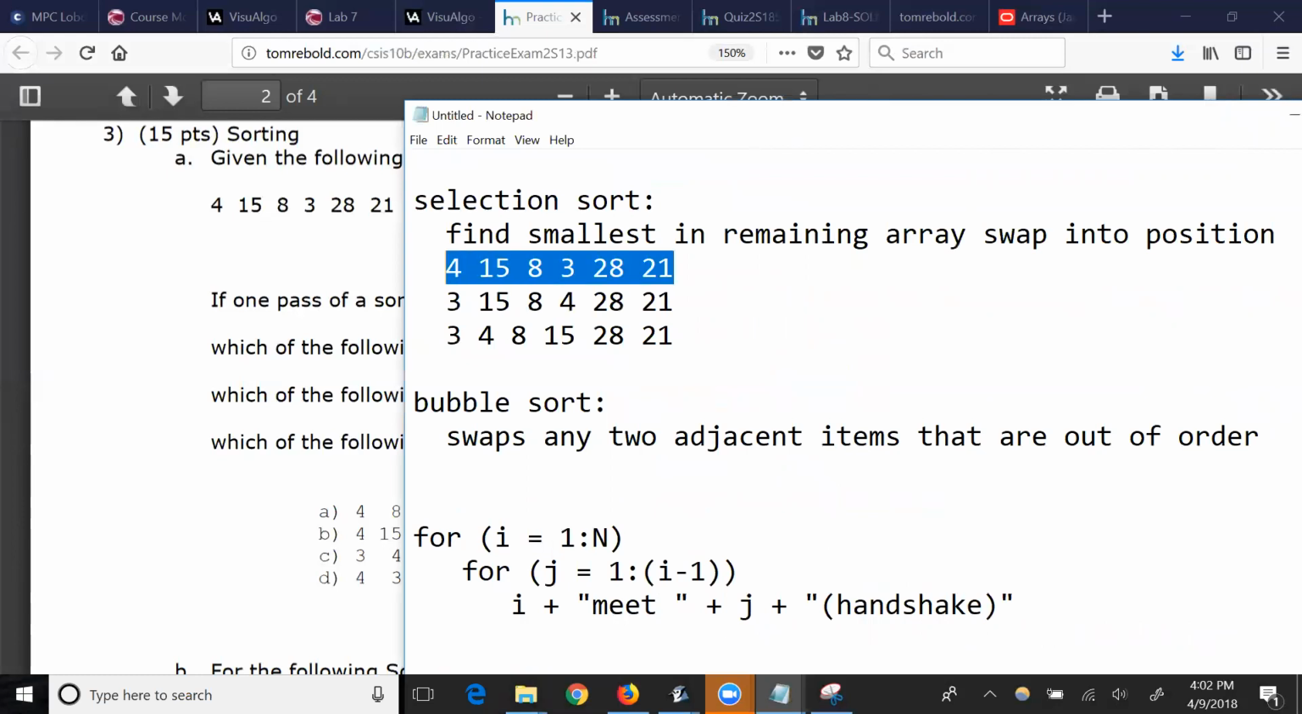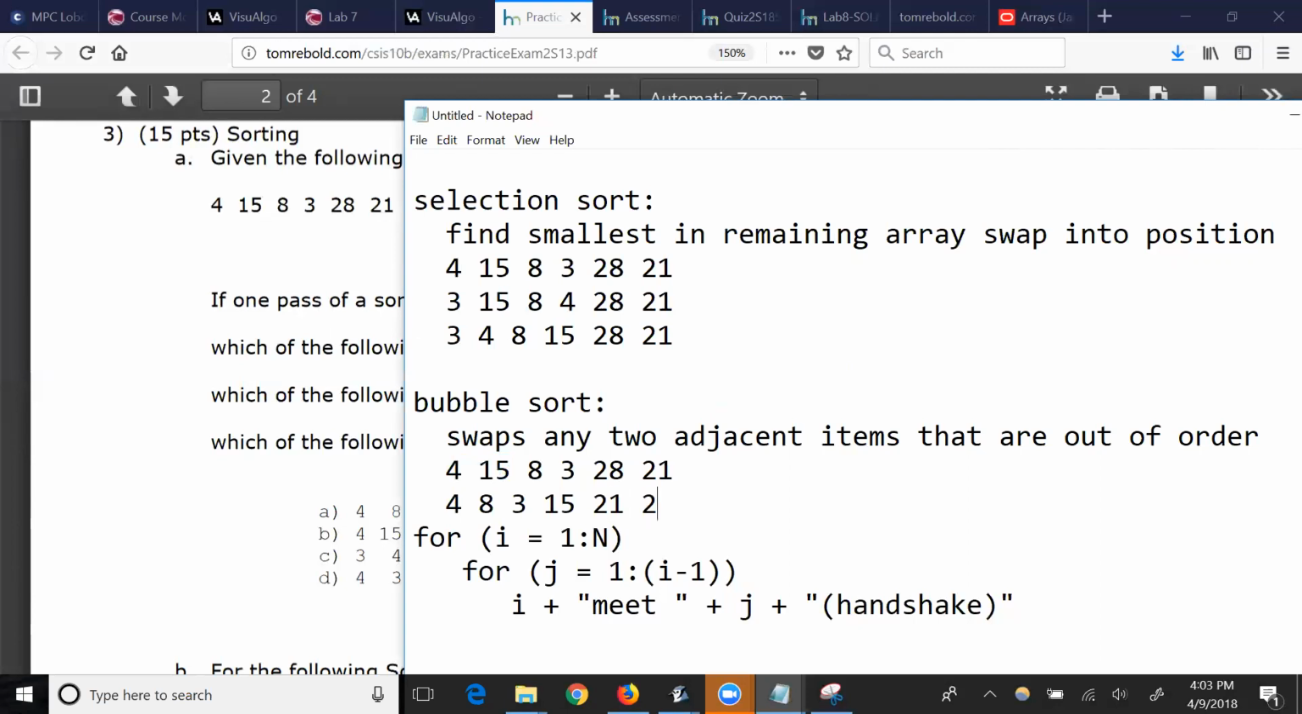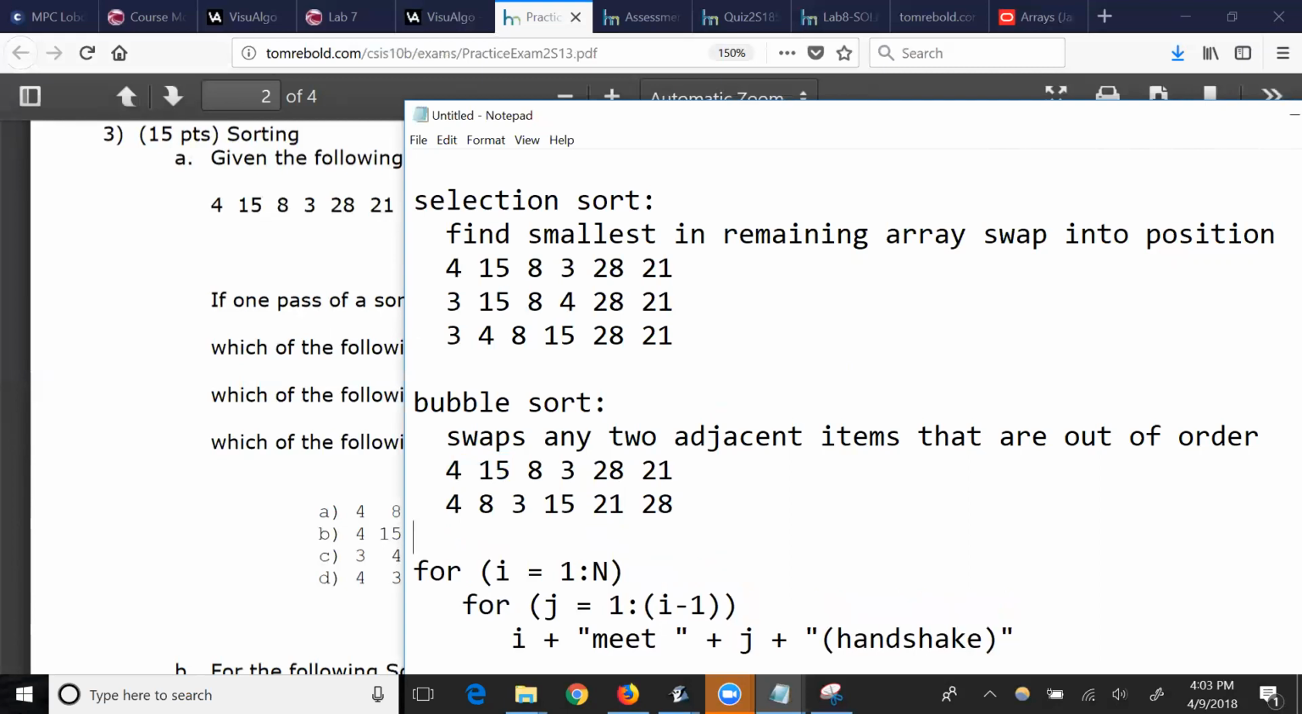So starting with that, you go through and, well, 4 and 15, those are actually okay. But 15 and 8 are out of order, so we have to swap the 8 with the 15. And then the 15 and the 3 are out of order, so we have to swap the 3 and the 15. 28 is okay, but 28 and 21 are out of order, so we have to do something like that. So that's one pass of the bubble sort.